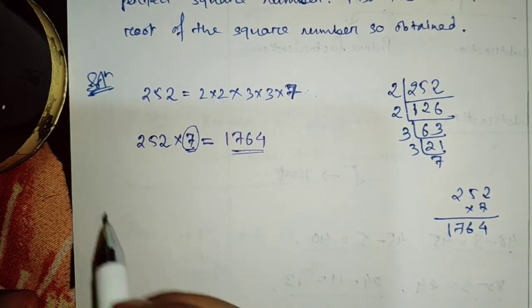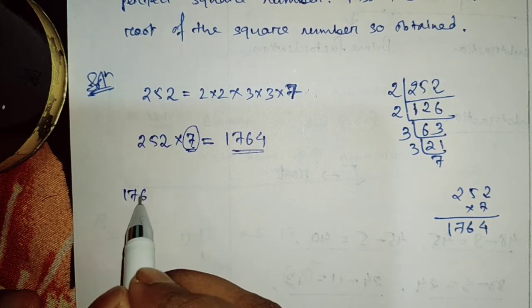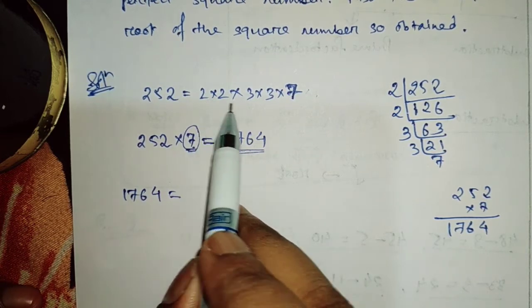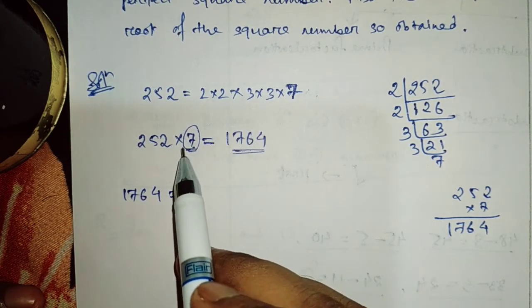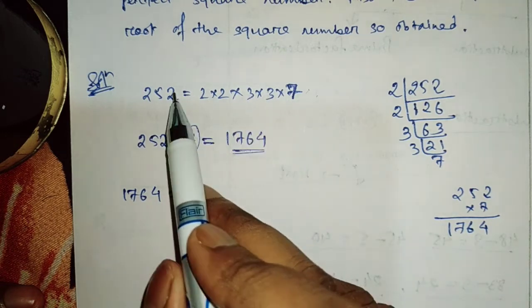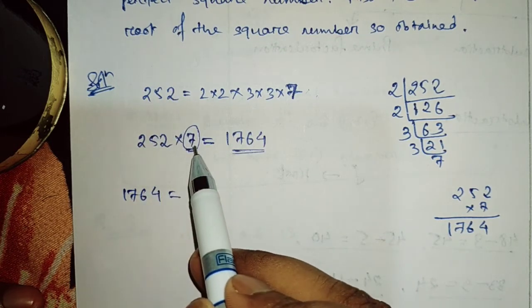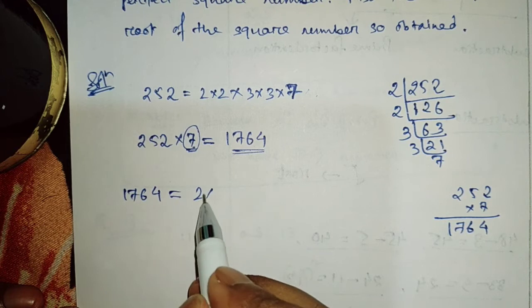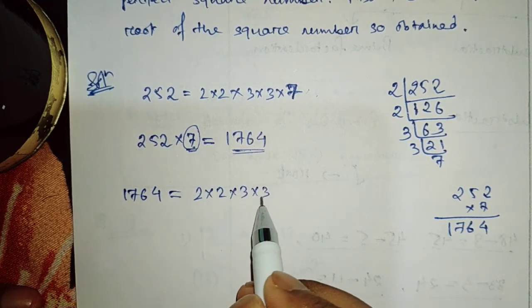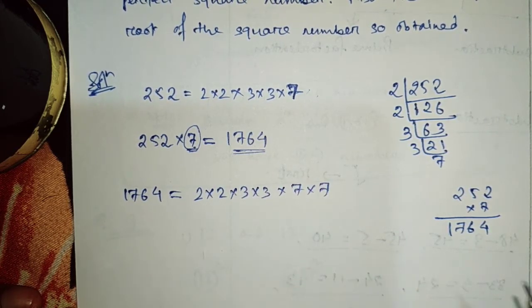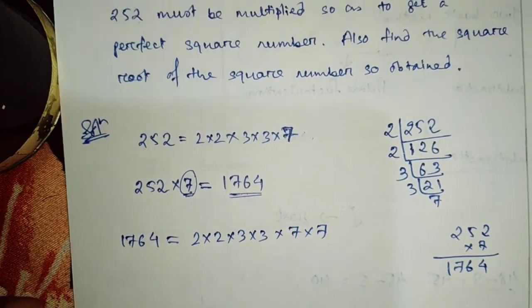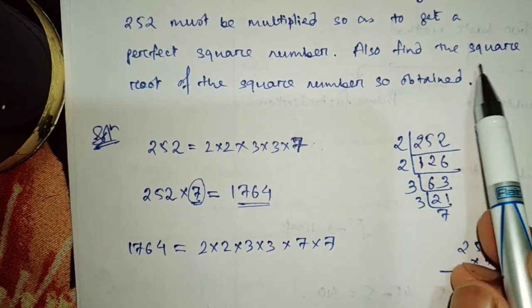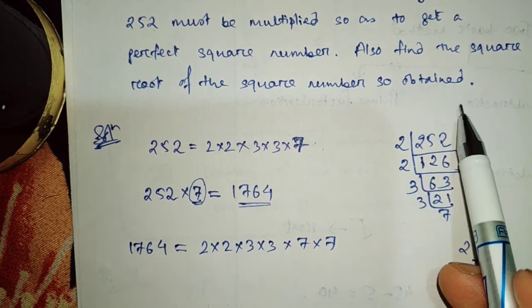Okay, so now clearly we can write that 1764 is equal to this part multiplied with 7, because this part is nothing but 252. So 252 into 7, so 2 into 2 into 3 into 3 into 7 into 7. Okay, so what was the second part of our question? Also find the square root of the square number obtained.